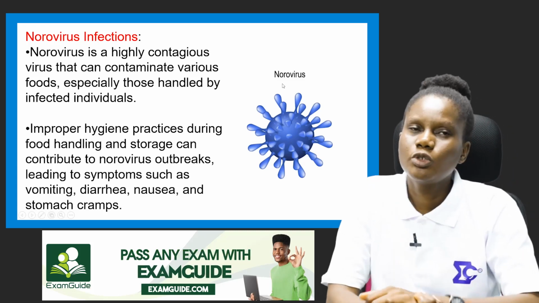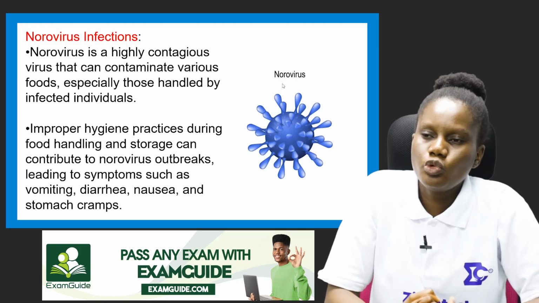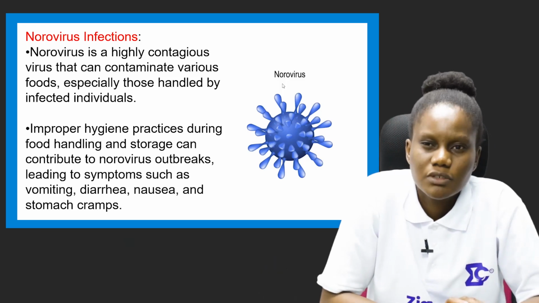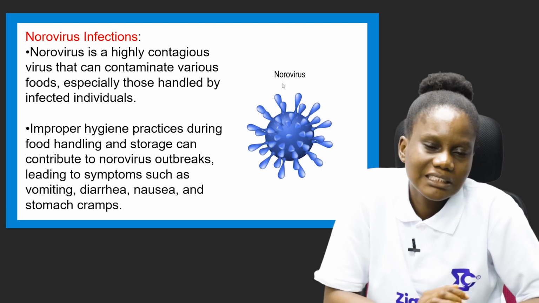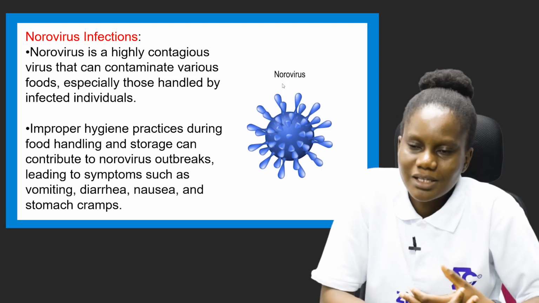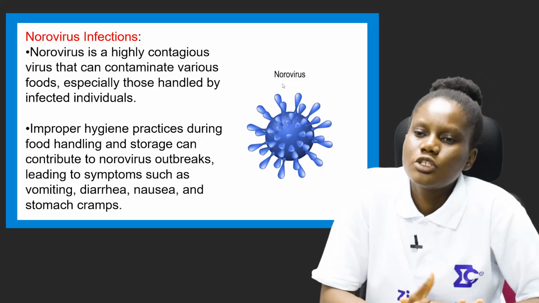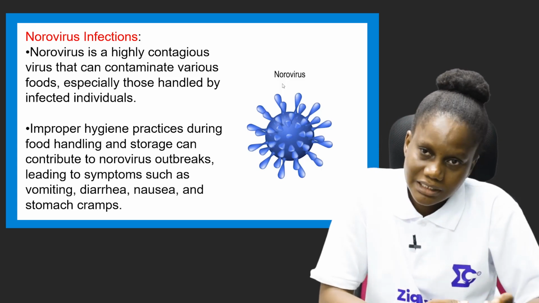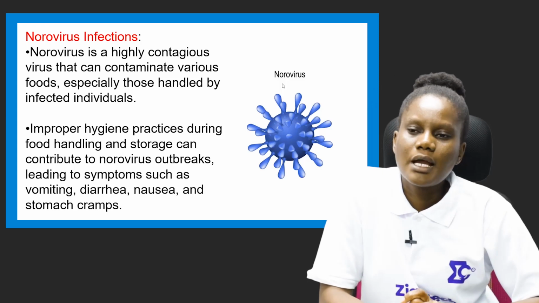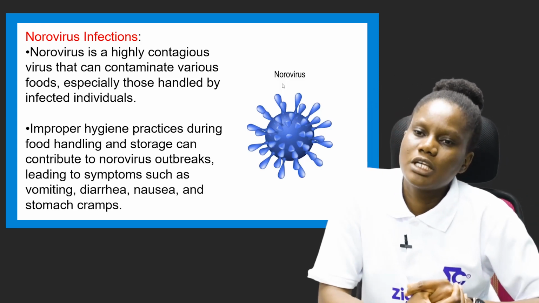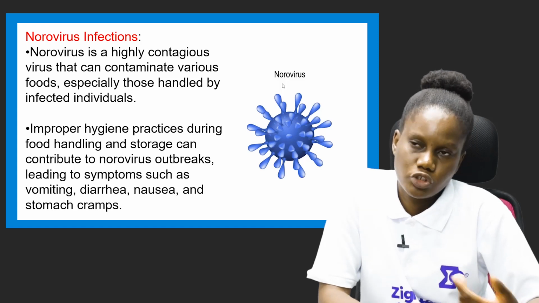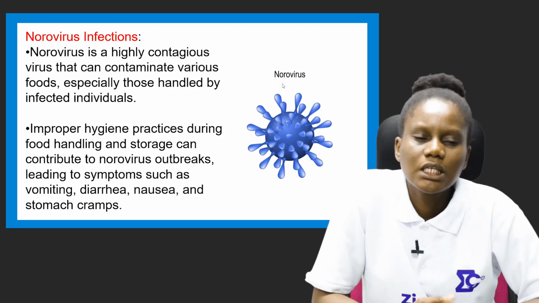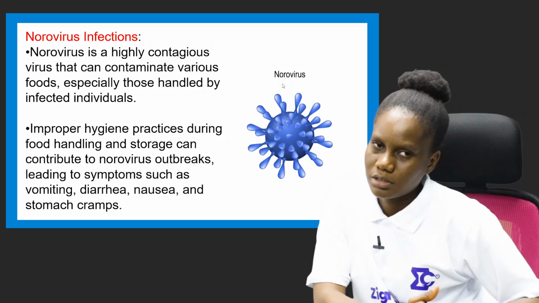And the last but not the least disease we'll be looking at is norovirus infection. Norovirus is a highly contagious virus that can contaminate various foods, especially those handled by infected individuals. Improper hygiene practices during food handling and storage can contribute to norovirus outbreaks, leading to symptoms such as vomiting, diarrhea, nausea, and stomach cramps. So you can know that diarrhea can be caused by either norovirus infection or Salmonella infection. So proper food storage is needed if you want to avoid this.